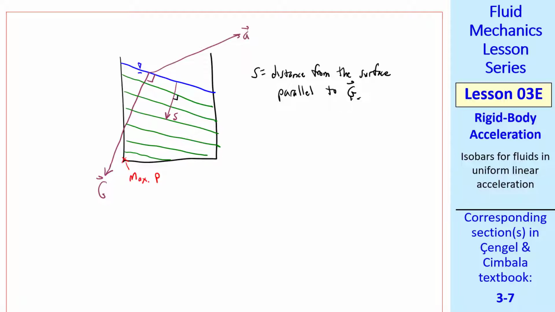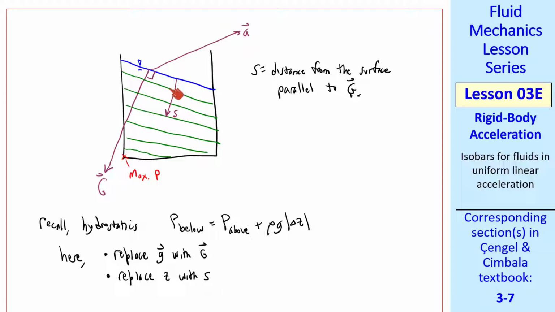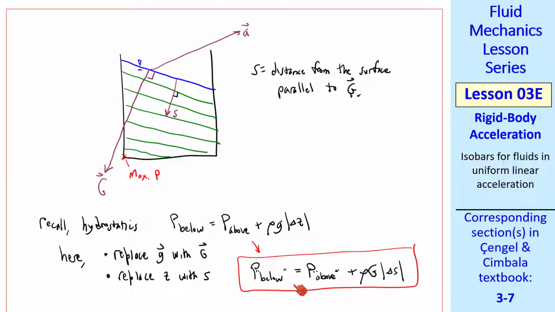our arbitrary acceleration. Recall our workhorse equation for hydrostatics, P below equals P above plus rho g times absolute value of delta z. Here we replace g with capital G, our modified gravity on our other planet, and we replace z with s since s is parallel to G. So our equation becomes P below equals P above plus rho capital G times absolute value of delta s. I put below and above in quotes because these are relative to capital G. Below means you're increasing in depth in the G direction, and above means you're going upward opposite to direction G.